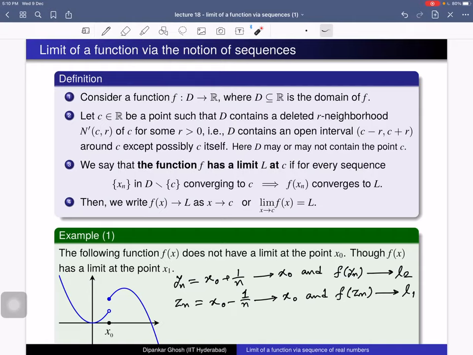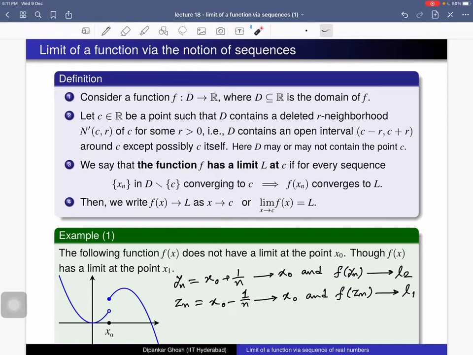So we say that the function f has a limit L, some real number L, at this point c if it satisfies a certain condition. What is that? If for every sequence x_n in this set which converges to c, the function value f of x_n should converge to L, and this should hold true for every sequence which converges to c, not just a single sequence.